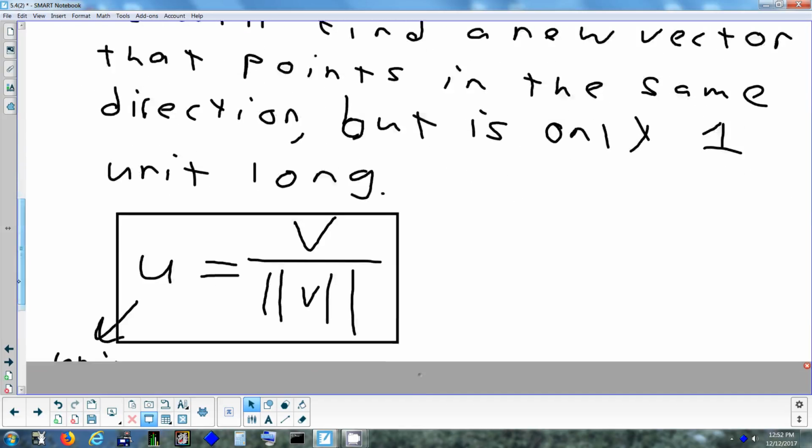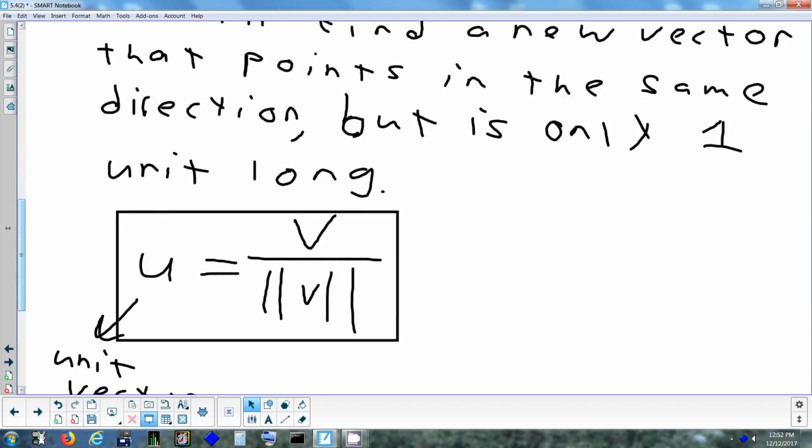So u stands for unit vector. To find a unit vector, take your vector and divide by its length. Or, the way someone else said, take the vector and multiply by the reciprocal of its length. Same thing. Remember, these are all vectors, so they're bold. Or if you want to put the little arrow on top, that's fine too.